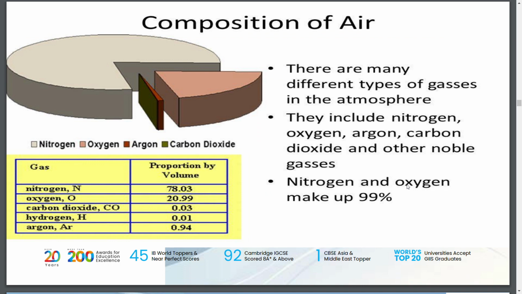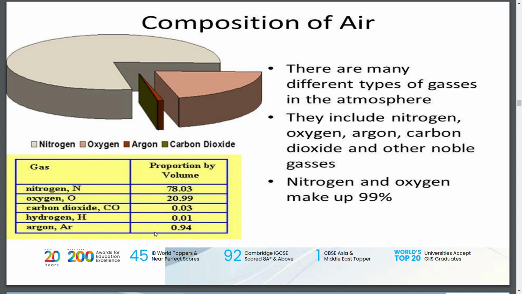There are many different types of gases in the atmosphere. They include nitrogen, oxygen, argon, carbon dioxide, and other noble gases. Nitrogen and oxygen make up around 99%. The nitrogen, as I told, is 78.03. The oxygen is 20.99, which you can round off as 21. Carbon dioxide, which is CO2, is 0.03.